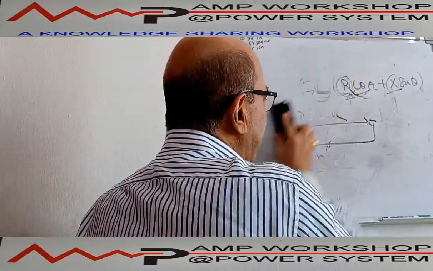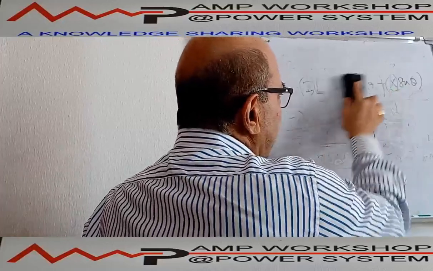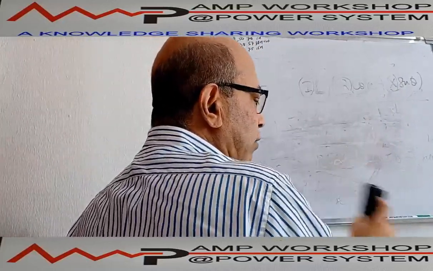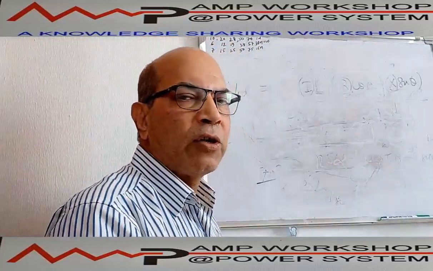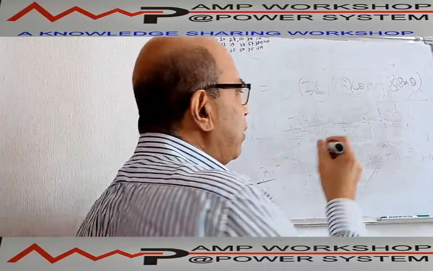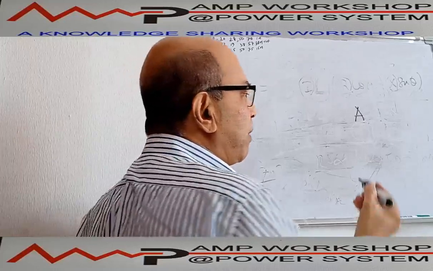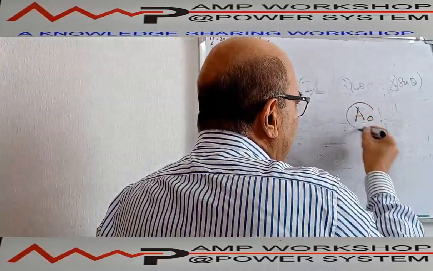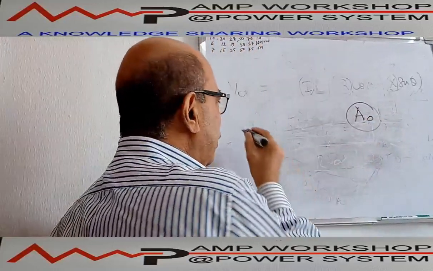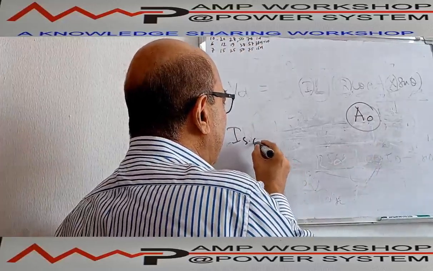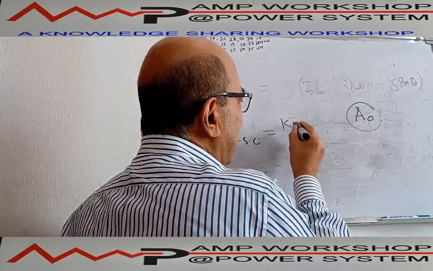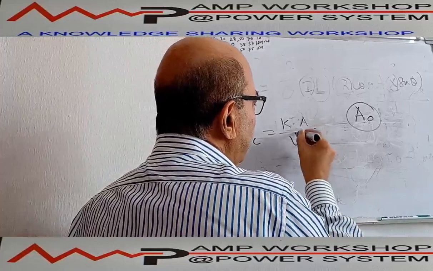Once these two are decided, then we have the final cross section area of the cable. Now we have to calculate the short circuit withstand capacity of the cable with that cross section. After the cable current carrying capacity and the voltage drop, suppose we get the final cross section area A0. Now the short circuit current withstand capacity of the cable equals some factor K into A by root of T. This is the formula.